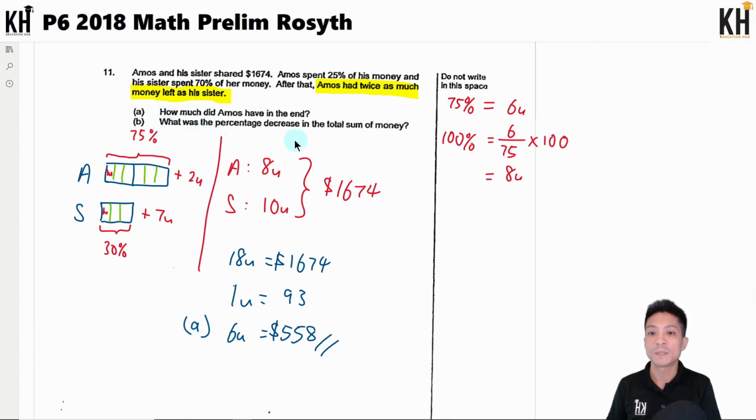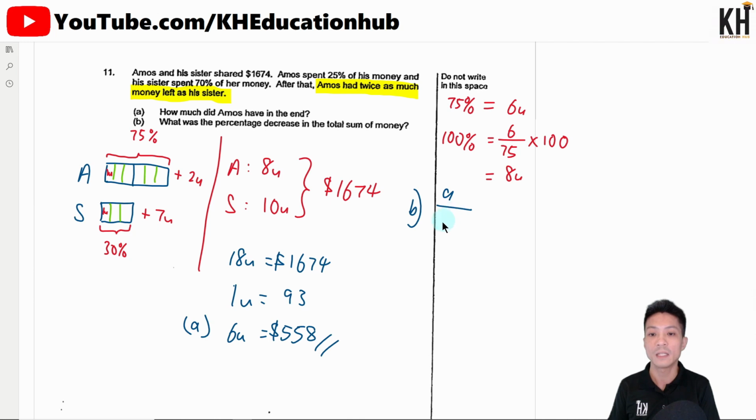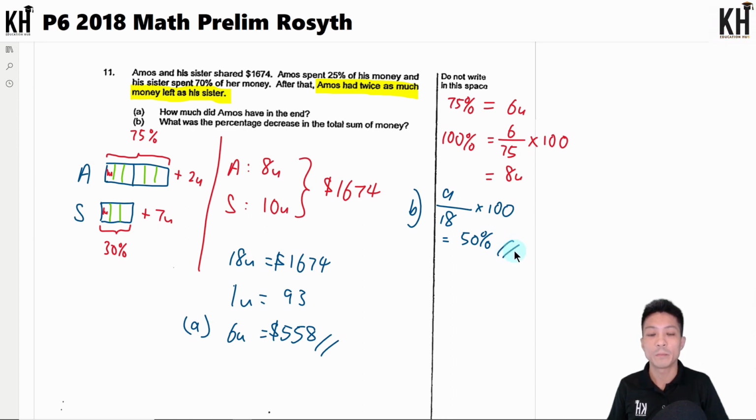For part B, what was the percentage decrease in the total sum of money? Okay, so for part B, if you want to find the percentage decrease, you don't have to find the actual amount. You can use the decrease in units, which is 9 units, right? Decrease in units divided by the total units, multiplied by 100. You realize that this one is a half, and so it will be 50%. So this is the answer for part B.